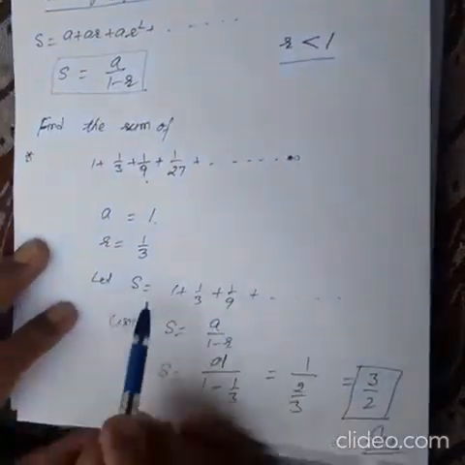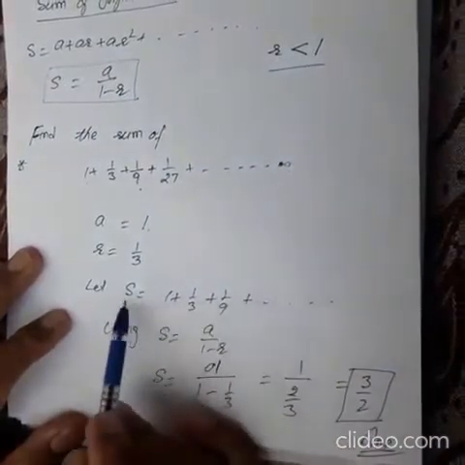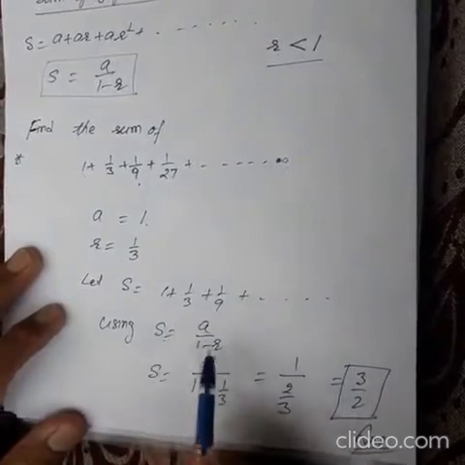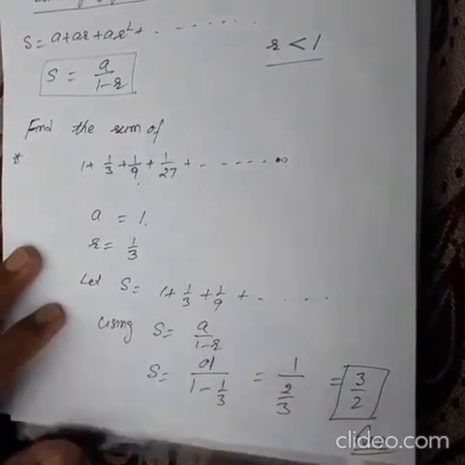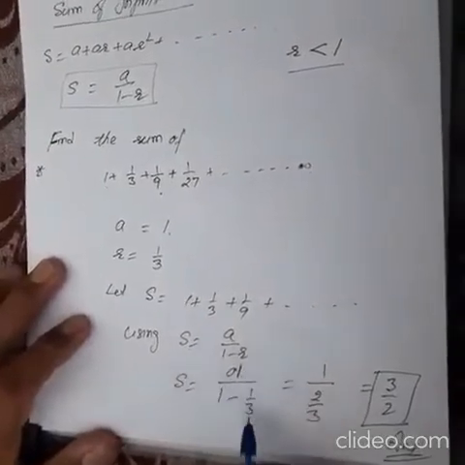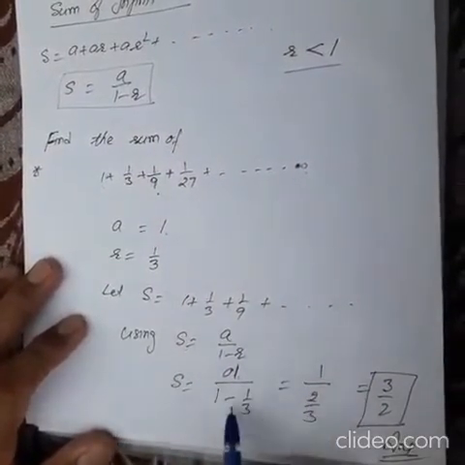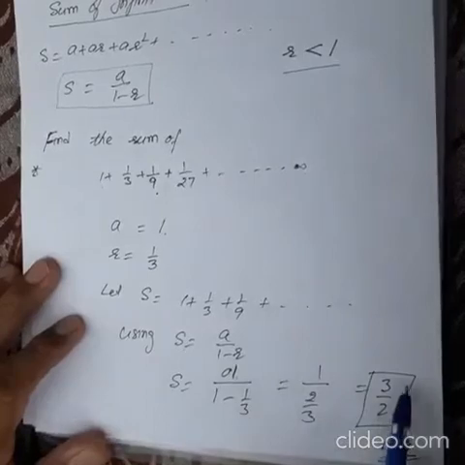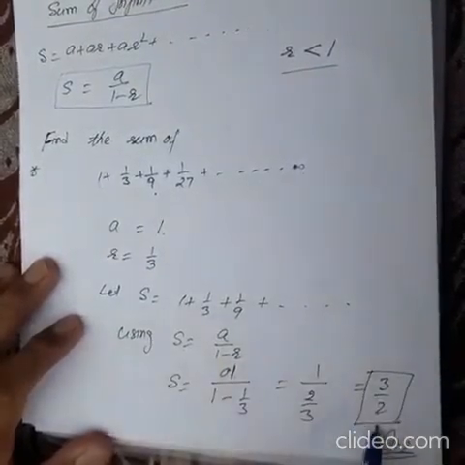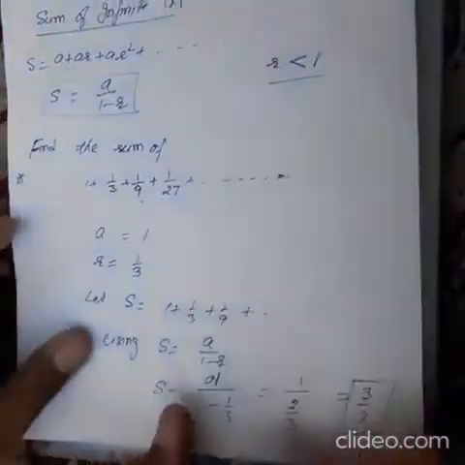So now let S be the sum of the series, that is 1 plus and so on. Use this formula, S is equal to A upon 1 minus R, and put the values. A is equal to 1, R is 1 upon 3. So 1 upon, after simplification, 2 upon 3, and it will be 3 upon 2. So the sum of infinite terms will be 3 upon 2. I hope it is clear.